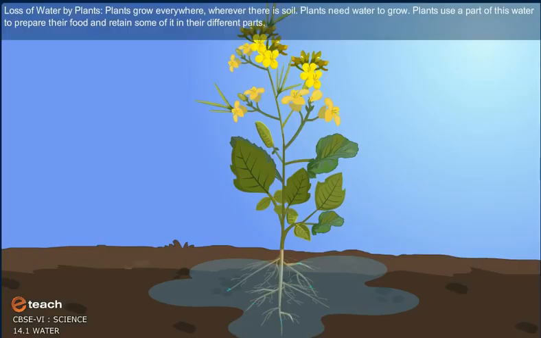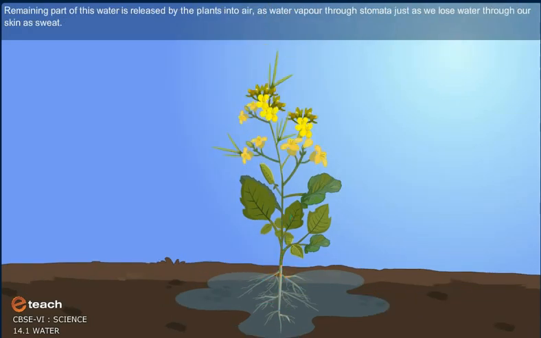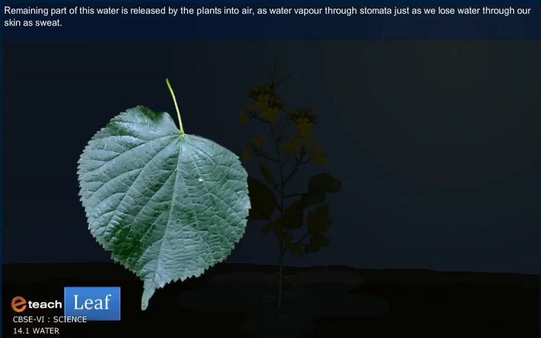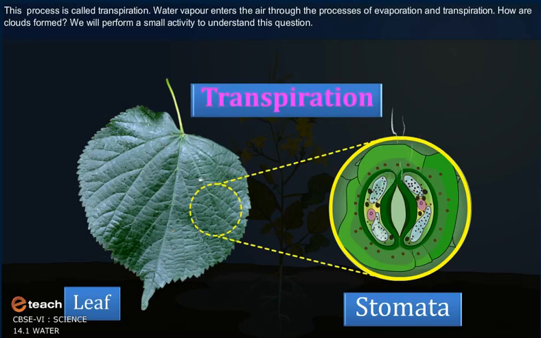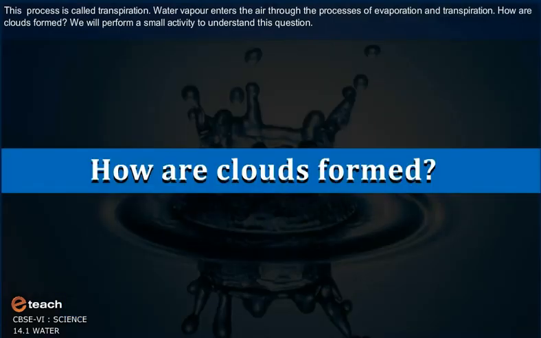Loss of water by plants. Plants grow everywhere, wherever there is soil. Plants need water to grow. Plants use a part of this water to prepare their food and retain some of it in their different parts. Remaining part of this water is released by the plants into air as water vapor through stomata, just as we lose water through our skin as sweat. This process is called transpiration. Water vapor enters the air through the processes of evaporation and transpiration.